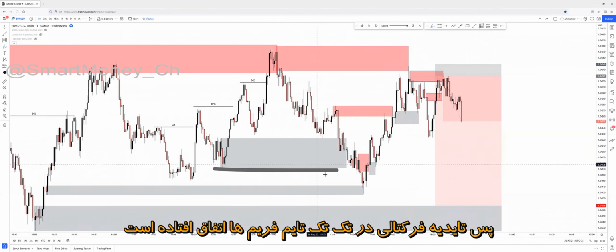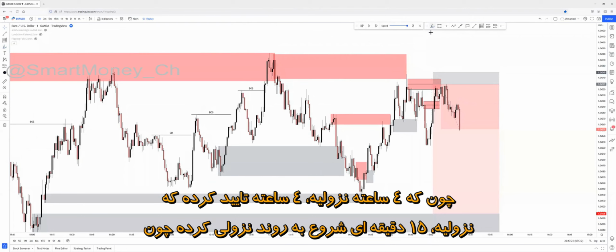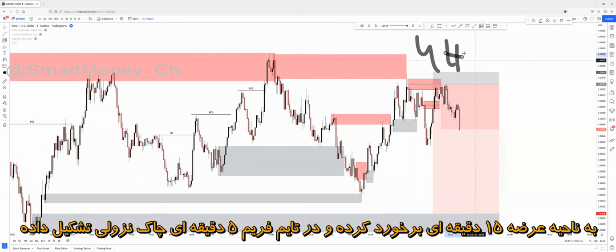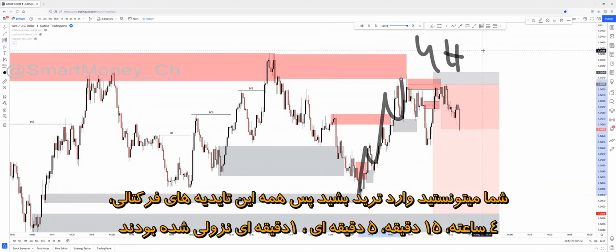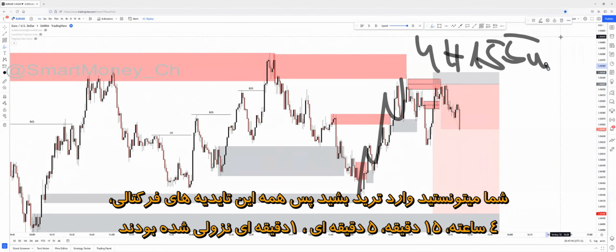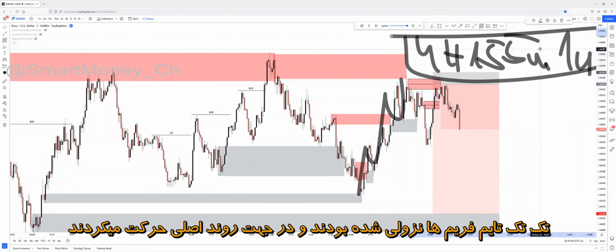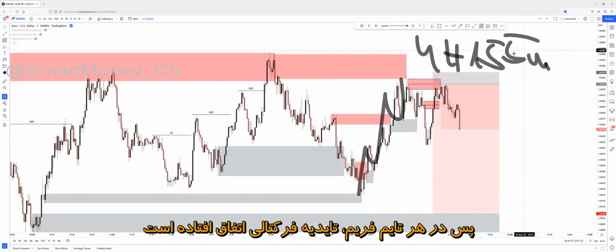So fractal confirmations have happened on every single chart, because the 4-hour is bearish, confirmed bearish. 15-minute has turned bearish because it has reacted on a 15-minute zone and changed character on the 5-minute. So the 15-minute, 5-minute has turned bearish, and after the 1-minute turned bearish, you could enter a trade. So all of the fractal confirmations, 4-hour, 15-minute, 5-minute, 1-minute, have turned bearish. Every single time frame has turned in our favor, turned into the main trend actually. So on every single time frame, the fractal confirmation has happened.